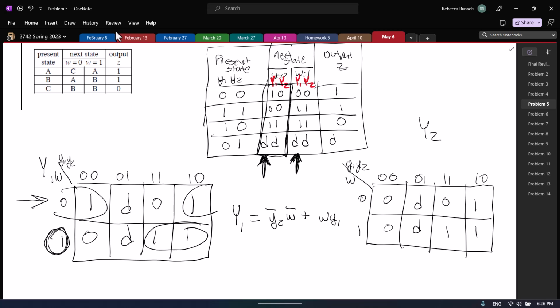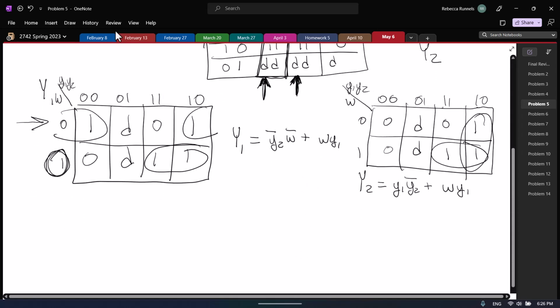So that would get me this, would cover that. So that would tell me that y2 can equal, this last column has y1 equal to 1 and y2 equal to 0, so y1, y2 bar, or in this bottom row that has w equal to 1, and if I look at these two columns, y1 equal to 1.